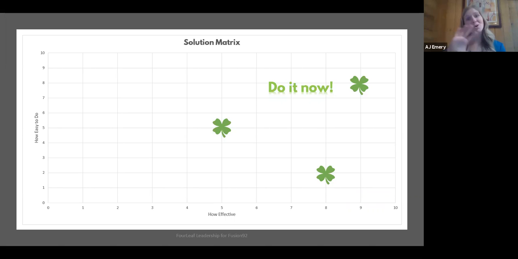This falls into the lower right hand side of our screen, the lower right quadrant, and we're going to call this a schedule it. So this is one of those things where maybe you schedule a class, maybe you schedule this with someone else. Whatever that looks like, you put it on the schedule.